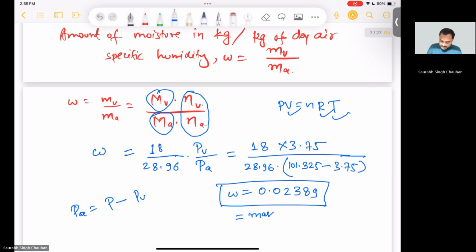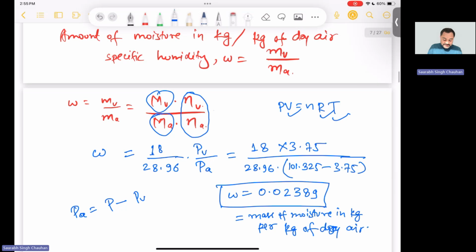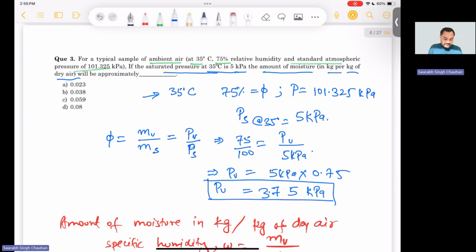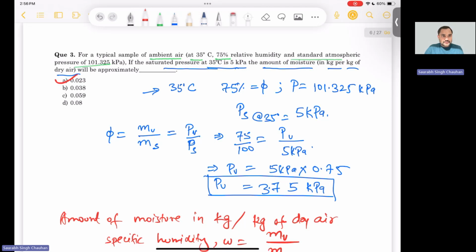This is mass of moisture or water vapor in kg per kg of dry air, right? So let us check the options. We are getting 0.023. So yes, option A, 0.023. This should be the correct option. Okay. So I hope this is clear, and we can move to the next question.